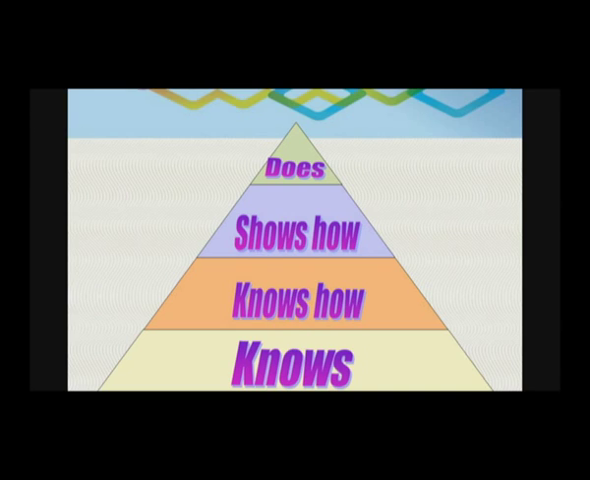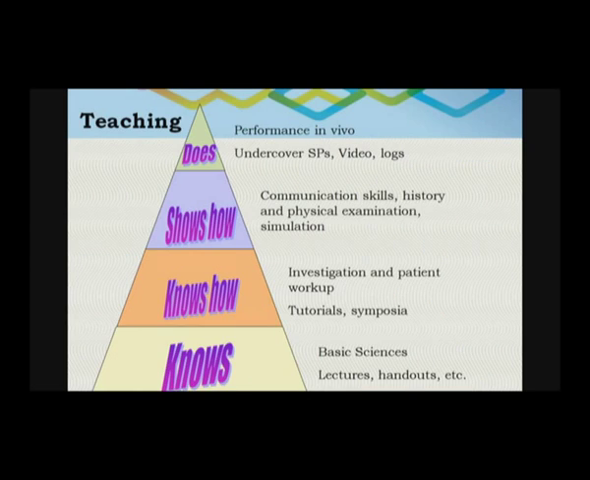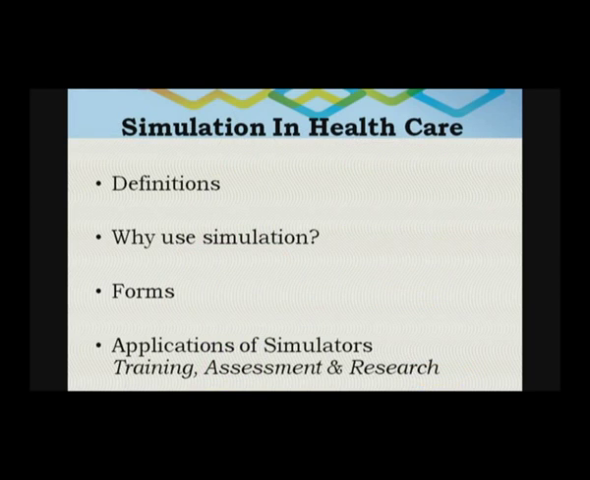Another way of looking at this is the Miller triangle. We know a lot of things. We know how to use the information, show how, and then does. If there is a higher level of performance in real life or assessment, simulation comes at a higher level. If you do a board exam, an oral exam, you could just test to know how. But simulation and real patients, standardized patients, real practice, those are techniques that will function at the performance level.